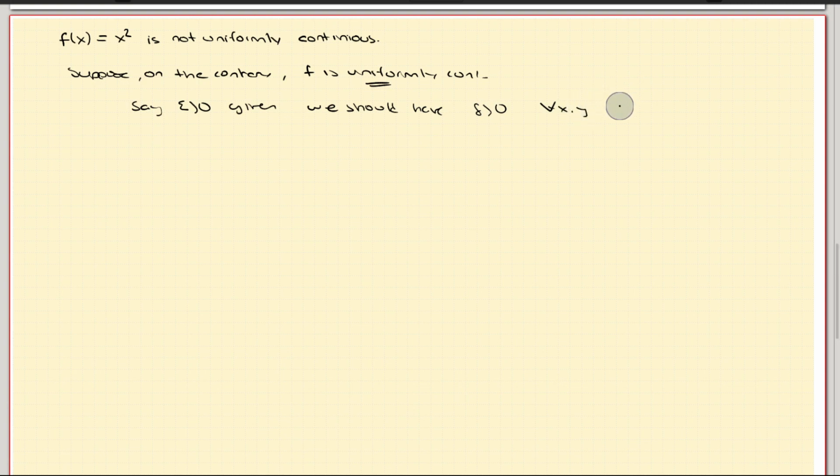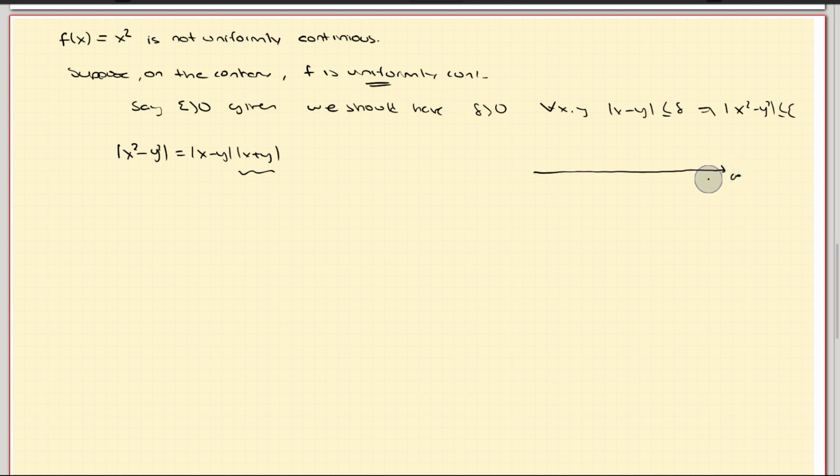For any x and y, if the distance between these two is less than delta, then the distance between f(x), in our case x squared minus y squared, is less than or equal to epsilon. This should be true, right? So the problem here is the absolute value of x squared minus y squared is equal to x minus y times x plus y. We cannot limit this value, because on the real axis we can go to infinity as much as we want, and then this term will be getting greater and greater.